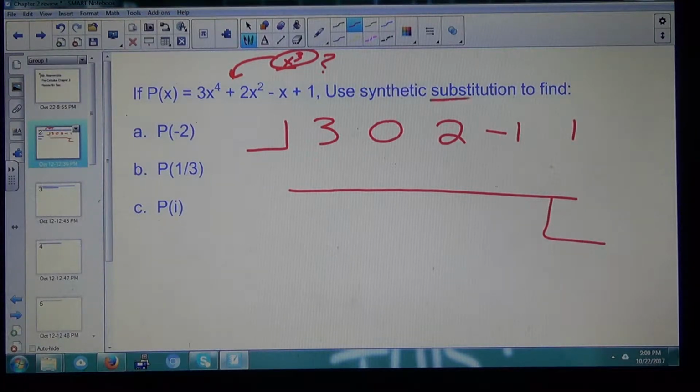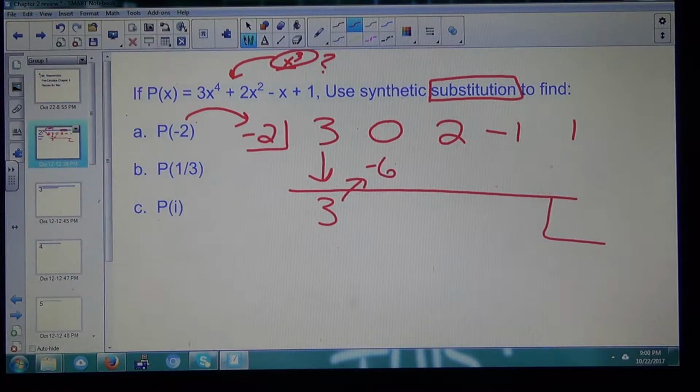Okay, when we're doing synthetic substitution, that doesn't mean you're going to get 0. You can get 0, but it doesn't mean it has to give me 0. It'll just give me some number. Okay, so if I do p of negative 2, I would plug in a negative 2 here. And the process here is you drop your number down, and then you multiply to go up.